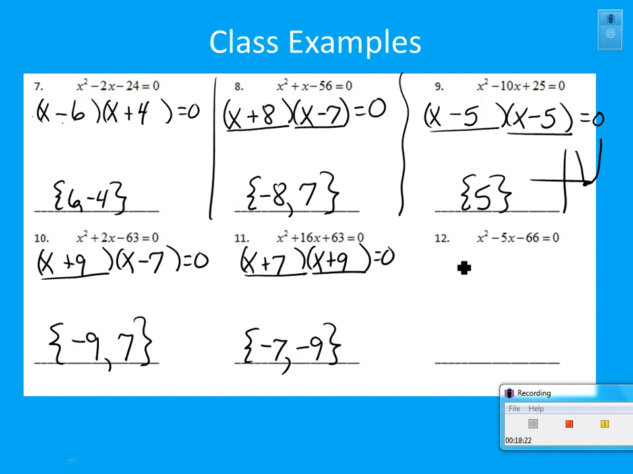My last one before I switch gears: (x )(x ). Two numbers that multiply to be 66. Well, my choices are 1 and 66, 2 and 33, 3 and 22, and 6 and 11. Well, the ones I could make add up to be negative 5 would be a negative 11 and a positive 6.